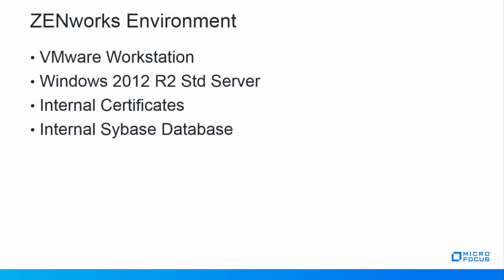Our ZENworks environment is a VMware Workstation, which is Windows 2012 R2 Standard server, internal certificates, and internal Sybase database. We're installing on a Windows 2012 R2 Standard server because ZENworks 2017 has just been released. We want to be able to upgrade without upgrading the Windows OS.